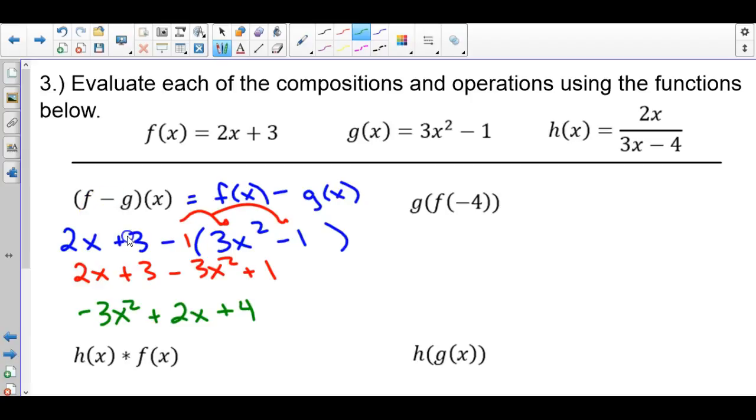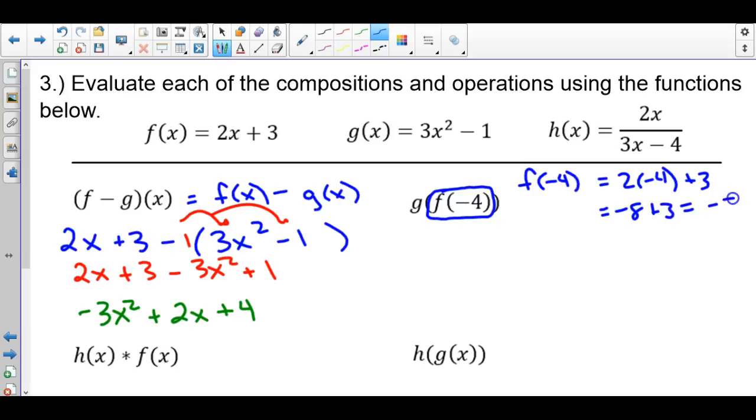With the next example, we're going to be evaluating a composition for a given input. So start with your inside function. What I'm going to do first is evaluate f of negative 4, which means I'm going to use negative 4 as my input to my f function first. And this is going to give me a number. That number in this case is going to be negative 5.